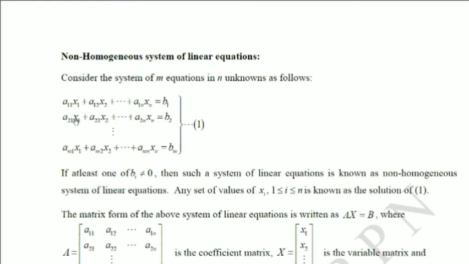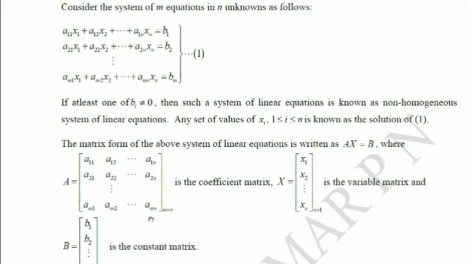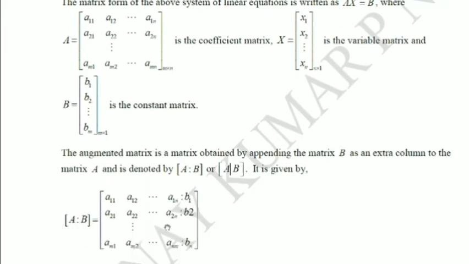When you give all of x1, x2, up to xn the value 0, the left-hand side will be 0, but on the right-hand side, at least one of them is non-zero. Therefore, 0 is not a solution for this non-homogeneous system of equations. So that's why in this case 0 cannot be a solution. That means the non-homogeneous system of equations may have a solution or may not have a solution.